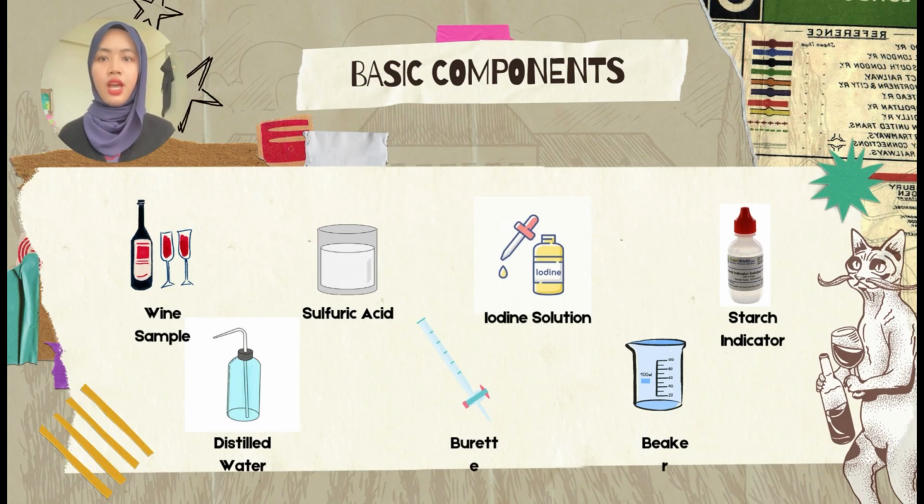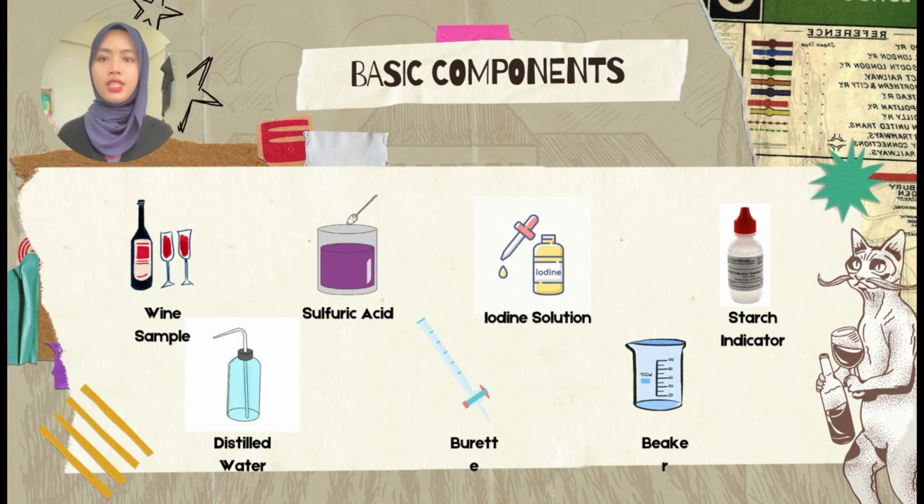And then we use the iodine solution. Iodine is the key reagent in this titration. It reacts directly with the SO2 present in the wine, allowing us to quantify its concentration. We also use a starch indicator. This is a sensitive substance that helps us visually detect the endpoint of the titration. When iodine remains unreacted in the solution, the starch forms a blue-colored complex, making the endpoint easy to observe.